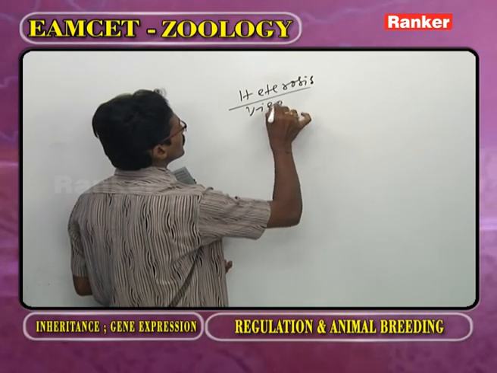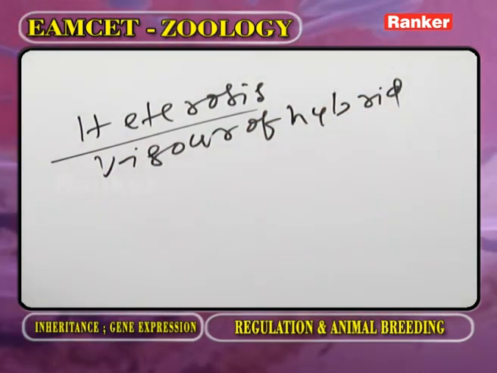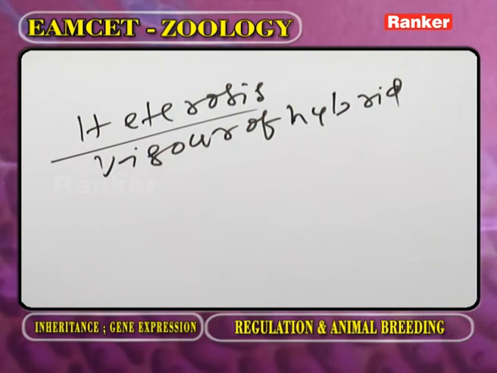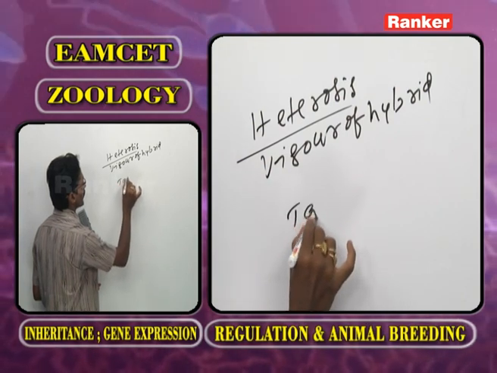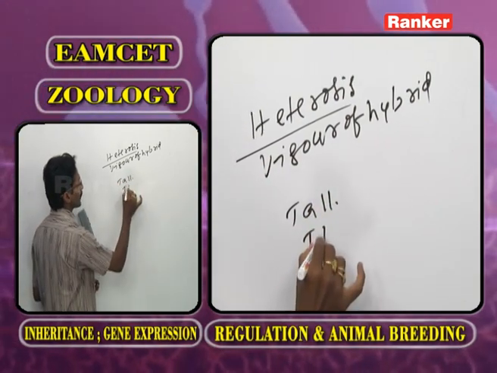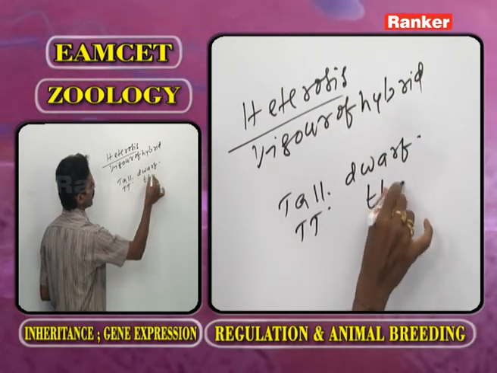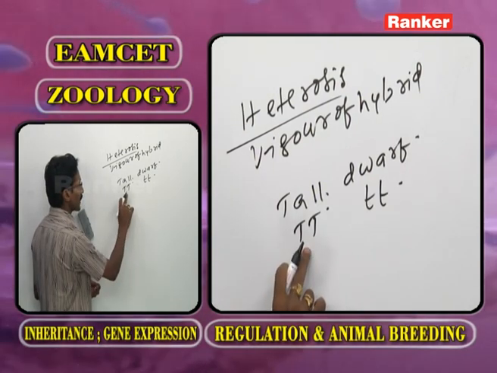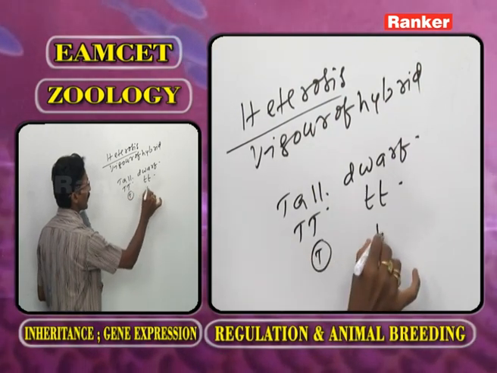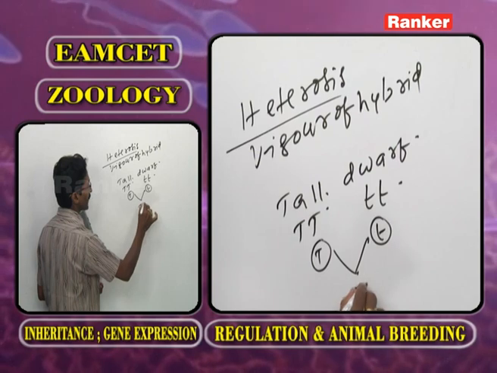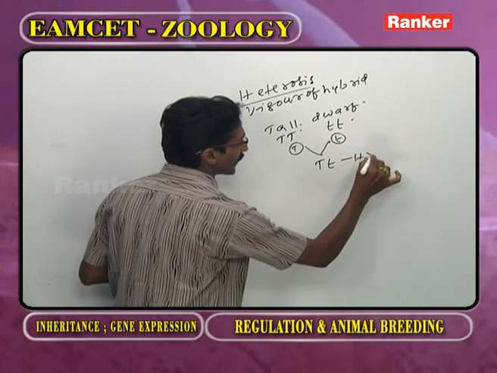Heterosis means the vigor of hybrid. What is meant by vigor? The capacity of reproduction. Now take for example, this is a tall plant. The genotype is capital T, capital T. This is a dwarf plant. The genotype is small t, small t. This is homozygous dominant, homozygous recessive. This is one gamete, another gamete. Now we are getting capital T, small t. Now this one we call as hybrid.